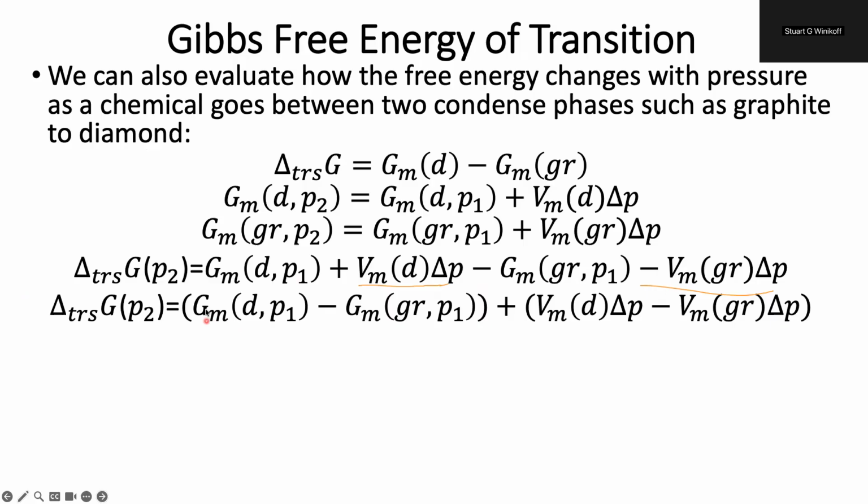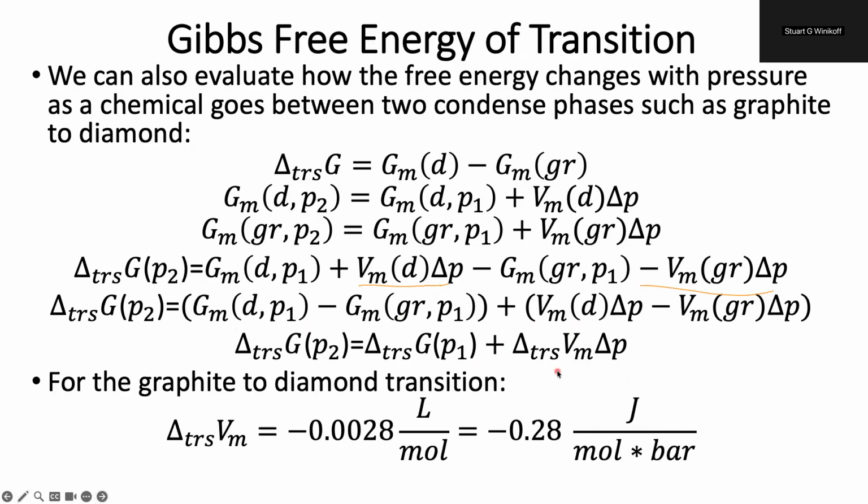Rearranging this expression, we now have the difference in free energies at that initial pressure, and we have the difference in molar volumes and the pressure. Since that pressure term is shared, you'll notice this looks very similar to Kirchhoff's law, where the difference in free energy at the higher pressure is going to be the same as the difference in energy at the lower pressure, plus this corrective term. But now instead of being the difference in heat capacities, it's the difference in molar volumes. Now again, if we're looking at the transition of graphite to diamond, the difference in molar volumes is about 0.003 liters per mole.